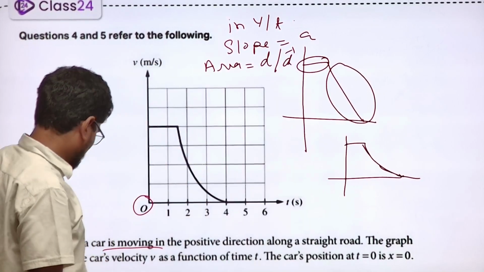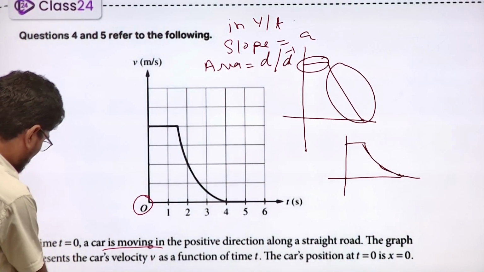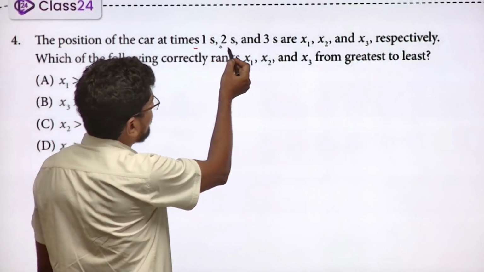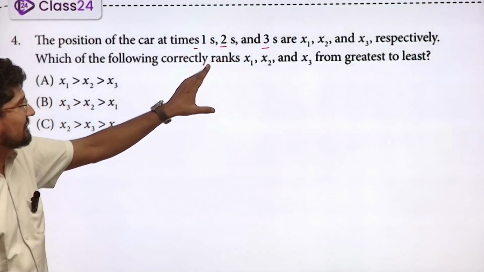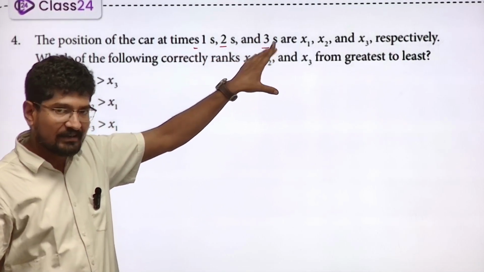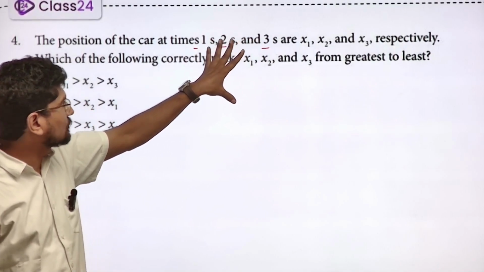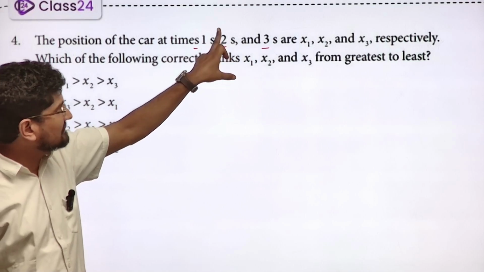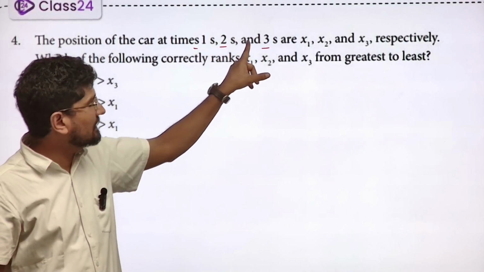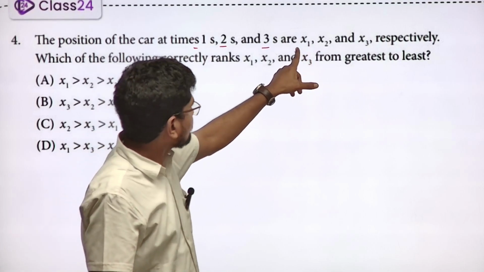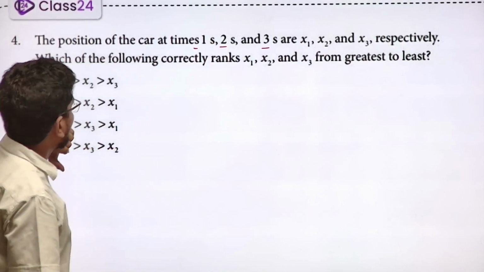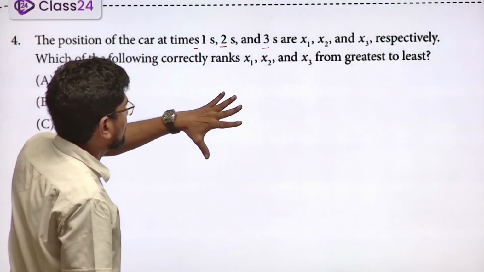So now we move on to the question. The position of the car at times 1, 2 and 3. First important thing: it is total 1 second, total 2 seconds, and total 3 seconds. Sometimes students get confused and think of the distance traveled in the second second or third second. It is not like that. They are x1, x2, x3 respectively. Which of the following correctly ranks x1, x2, x3 from greatest to least?